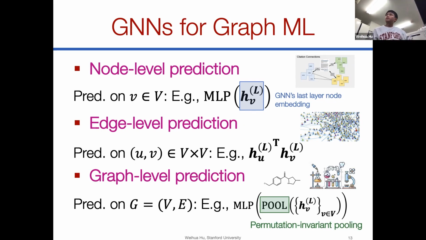Yes. Could you please provide some practical examples for these three prediction tasks? Yeah, great question. For node level, you can think of, for example, predicting the subject area of papers in a paper citation network. That's a kind of node-level prediction. For edge-level prediction, you can think of recommending new friendships in a social network. And for graph level, it's predicting the property of molecules. Thank you so much. Yes, great question.